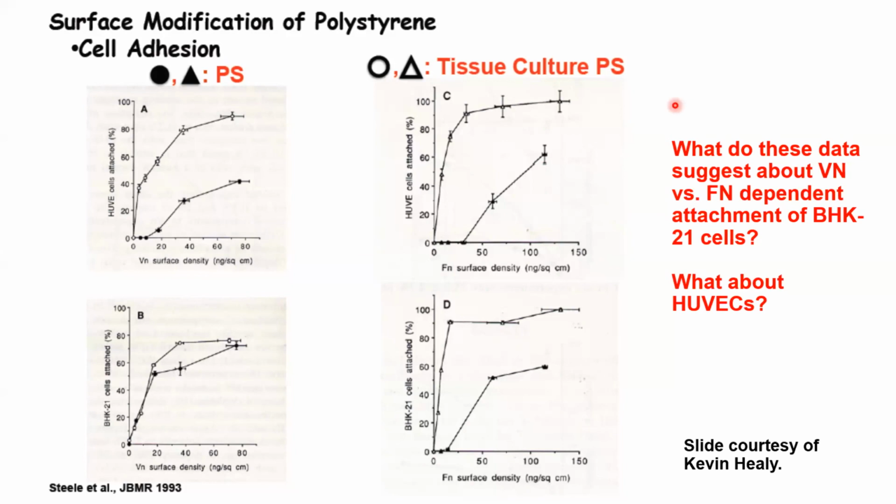So yes, even with a constant density of protein on the surface, the tissue culture plastic is better at presenting the protein to cells than regular polystyrene.